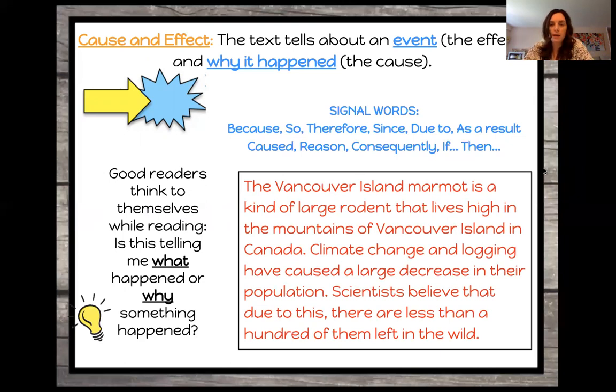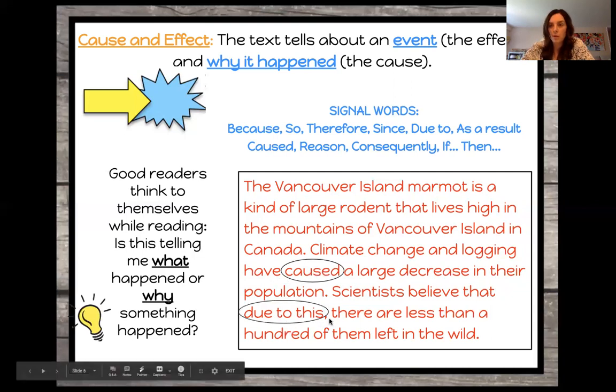So for this text, it is definitely a cause and effect text, and I know because it says climate change and logging have caused a large decrease, and due to this, which is another way of saying effect, there are less than 100 of them in the wild.